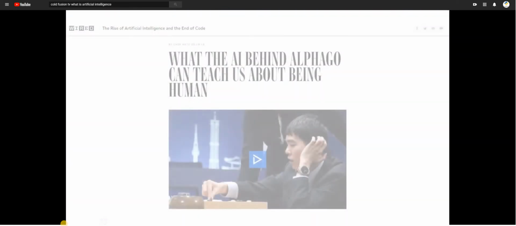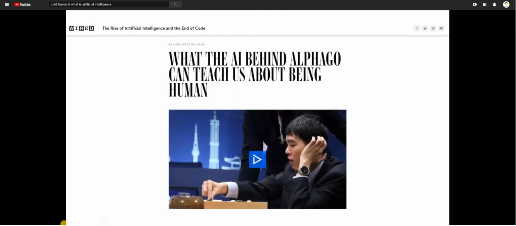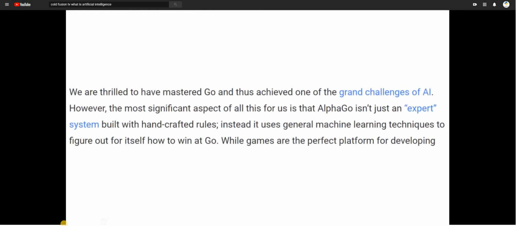We've arguably only just got the first proven non-expert system this year, DeepMind's AlphaGo. AlphaGo is not an expert system, meaning that its algorithms could be used and applied to other things. Demis Hassabis, who was the co-creator of DeepMind, highlighted this in a Google blog. Quote, "We are thrilled to have mastered Go and thus achieved one of the grand challenges of AI. However, the most significant aspect of all of this, for us, is that AlphaGo isn't just an expert system built on handcrafted rules. Instead, it uses general machine learning techniques to figure out for itself how to win Go."